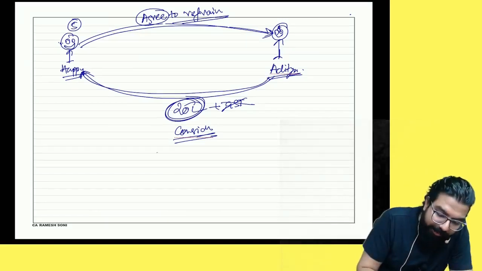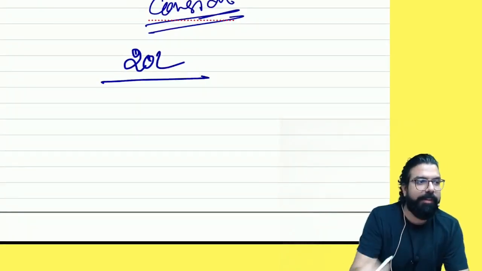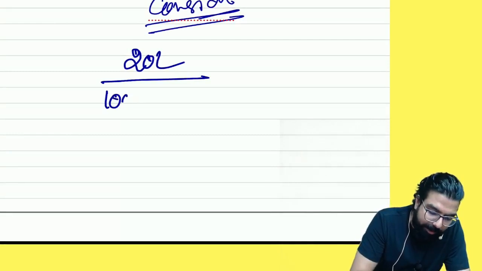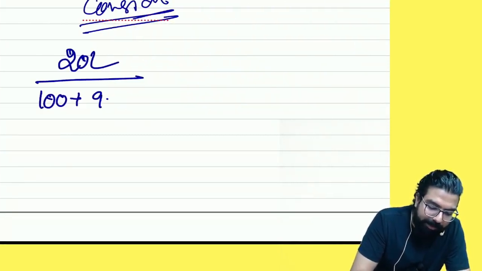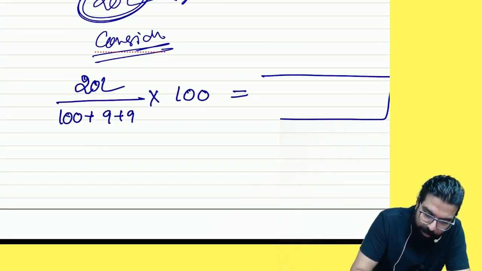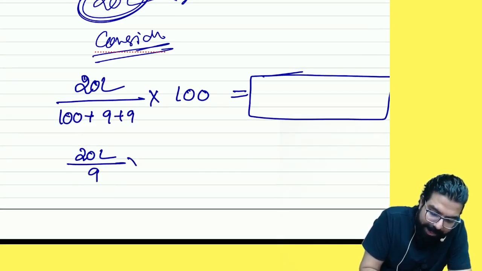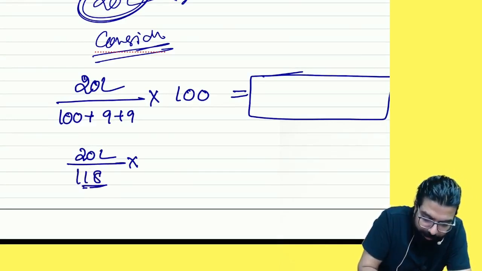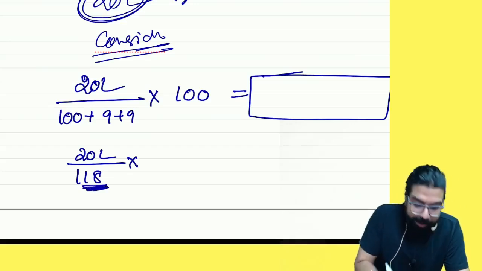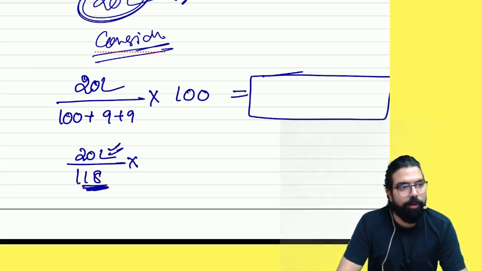Now, my question is, if I have received 20 lakh rupees and it is assumed that it includes GST, then you have to divide it by what? 100 plus 9% CGST plus 9% SGST into 100 will give you what? The main taxable amount. Do you guys agree? And 20 lakh divided by 118, into 100. It is assumed that it includes GST. Mathematics. People understood this point?